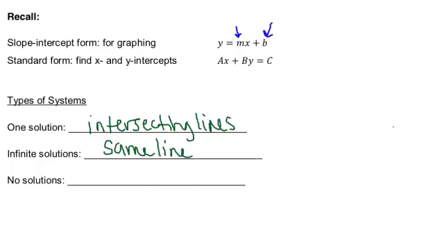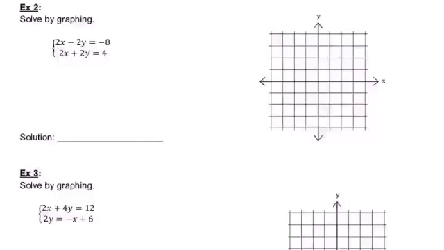The last is no solutions. Again, we know that the solution to a system is where the lines intersect. If there's no solution, then there's no intersecting point, and that means we have parallel lines. Parallel lines will never intersect, therefore there will be no solutions. So we're going to look at these three different types of solutions and different ways to solve systems of equations in the next sections. The first way to solve systems of equations is by graphing.